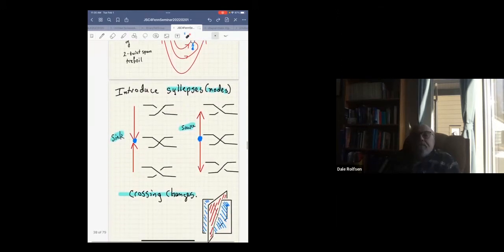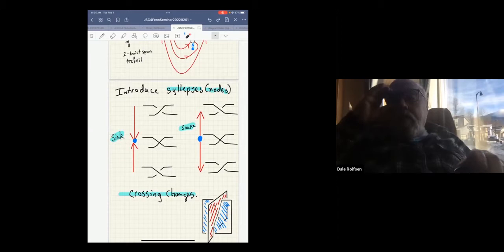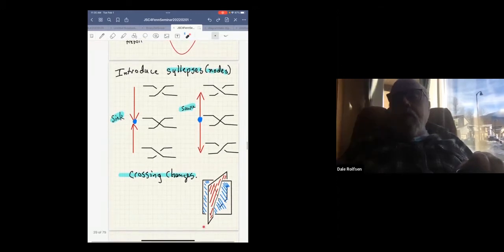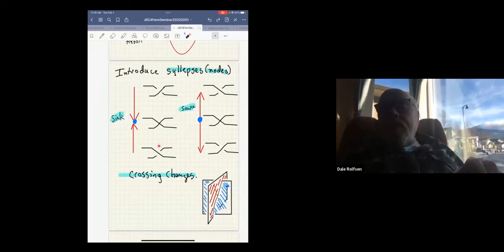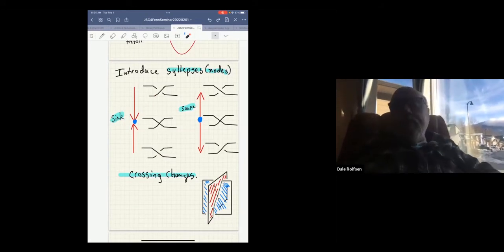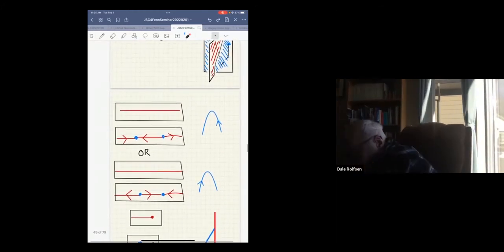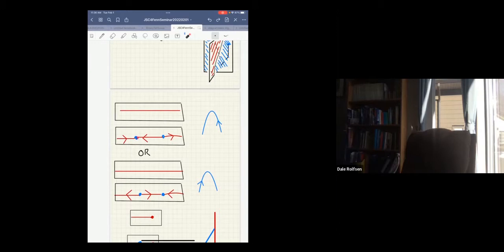I want to introduce solipses. So these are nodes, and these solipses either come in the form of sources or sinks. So the glyph for the solipsis is this vertex here, and this corresponds to a crossing change at the surface. So we go from the braid generator sigma i to sigma i inverse, or vice versa. And the relations that the solipses are going to satisfy is we can either introduce a source-sink pair of solipses.